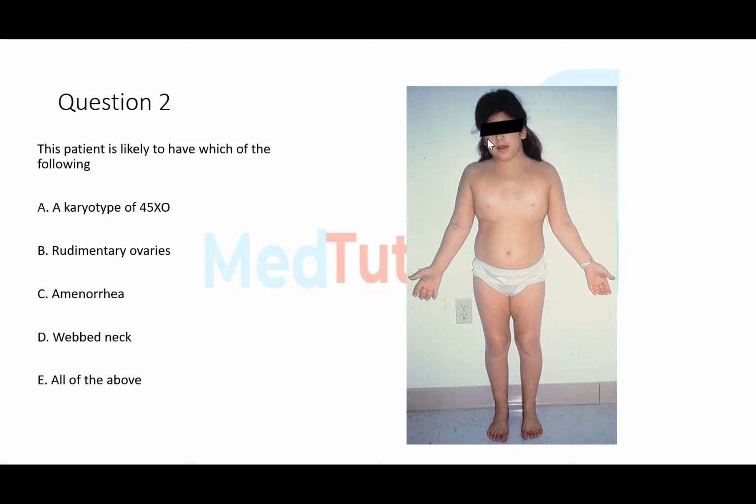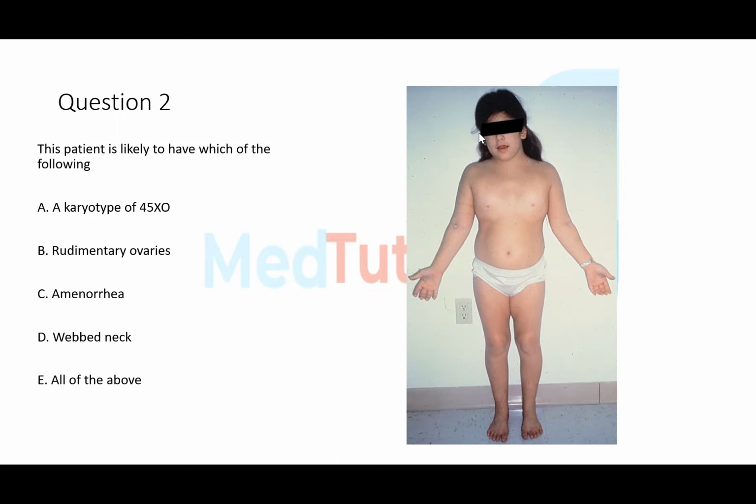Turner syndrome. The karyotype of a patient with Turner syndrome is 45XO because there is one absent sex chromosome. So for this category of patients, they have all these manifestations: rudimentary ovaries, amenorrhea, web neck. Some of them develop cancers later in life and the likes. So the answer to this particular question is all of the above. The karyotype is correct. They have rudimentary ovaries, amenorrhea. Their menses does not come, and web neck.